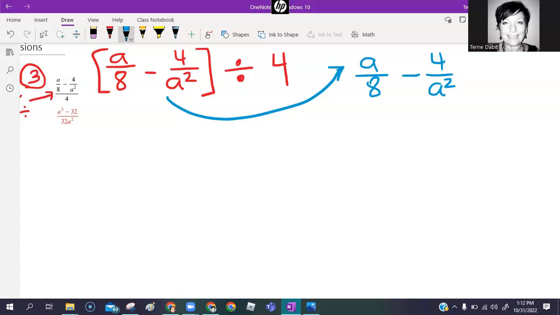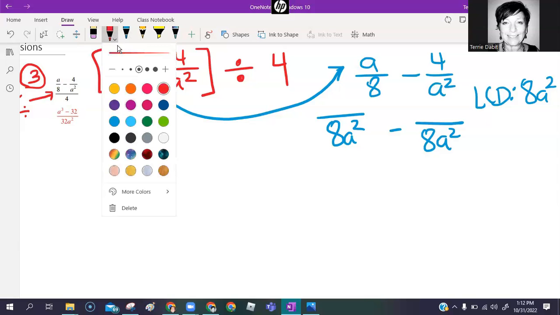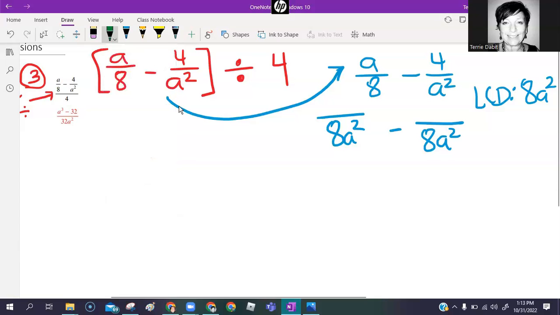Okay, next we have to find our LCD. If we look all the way across the denominators, we have an 8 and we have an a squared. So therefore, my least common denominator is 8a squared. And I've got to figure out what is missing because I have to multiply that top number by it. So what am I missing? Okay, I look at my first one. I've got an 8. Looks to me like I'm missing an a squared.